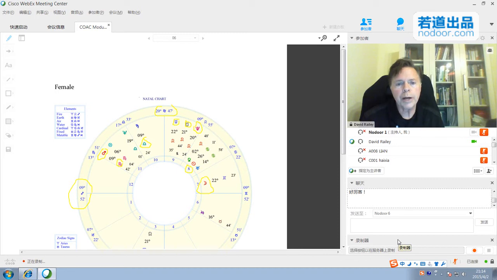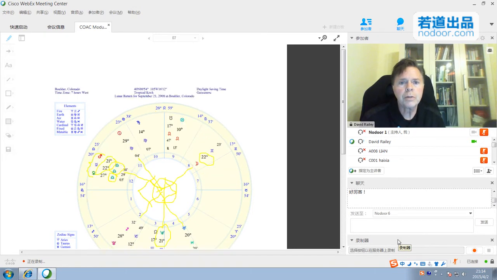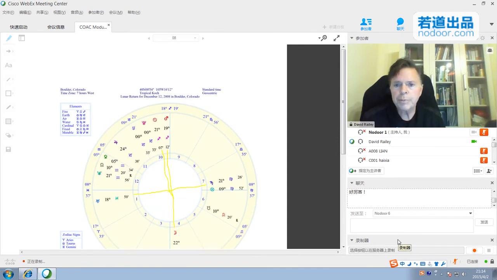And again, you can go back and compare this natal chart to both of these lunar returns and you'll see a lot of connections that will provide clues for you about what developed. Now, for the sake of symbolism and meaning, I want you to think about something.